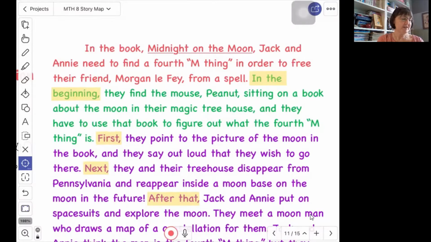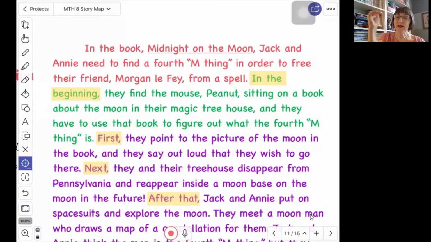You see here we have first, next, and after that. These transition words are helpful to put at the beginning of the different events because these events need to happen in order. They need to point to the picture of the moon in the book first before their treehouse can disappear. This is what happens next. And their treehouse needs to go to the moon before they can put on their space suits and explore the moon. So first, next, and after that are helping the reader know that these events are happening in order.